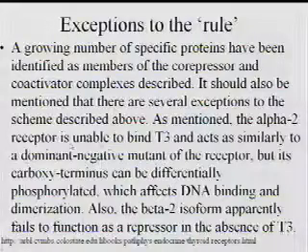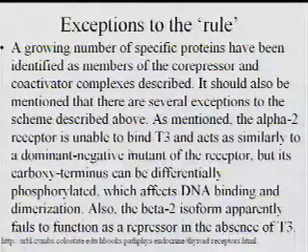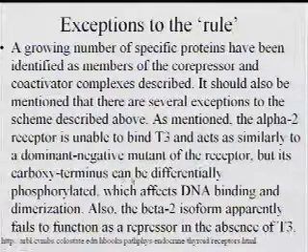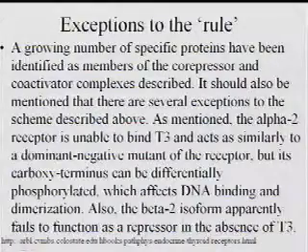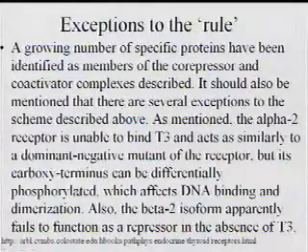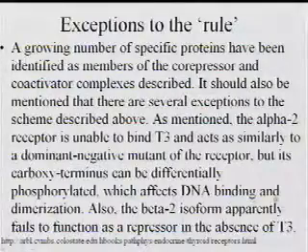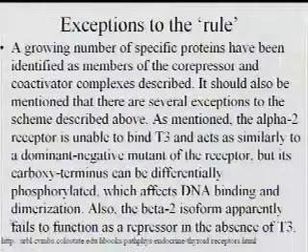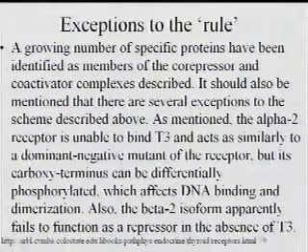It should also be mentioned that there are several exceptions to the scheme described above. As mentioned, the alpha-2 receptor is unable to bind T3 and acts similarly to a dominant negative mutant of the receptor. So here we see this term again. But its carboxy terminus can be differentially phosphorylated. Remember our discussion of phosphorylation of the receptors, transcription factors, which affects the DNA binding and dimerization. So also the beta-2 isoform apparently fails to function as a repressor in the absence of T3. And here at the bottom of this slide is the link to the source of this information.